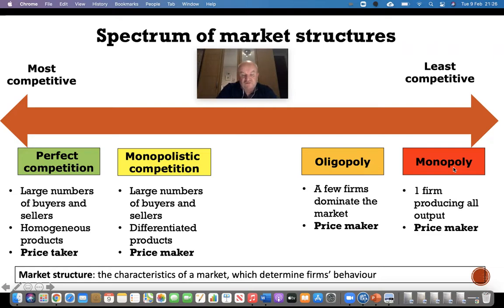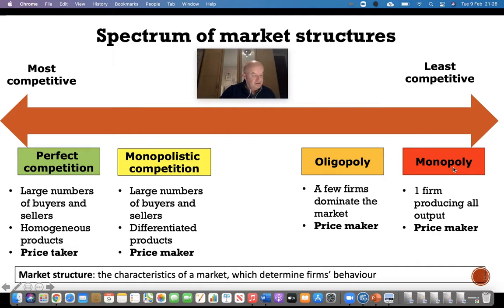And in this instance, remember, the market structure is basically, if we're going to try and define it, the characteristics of a market which determine different firms' behaviours. Okay, and we'll look at that in some more detail. I'll keep mentioning it as we go through the booklet. So that finishes off page 4.